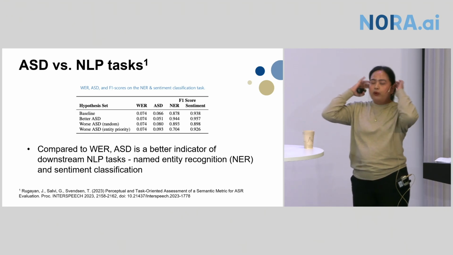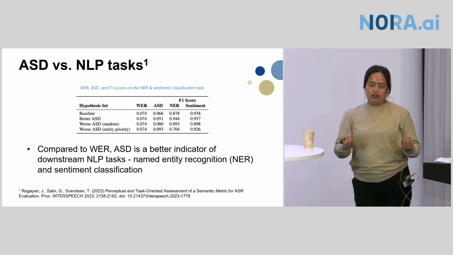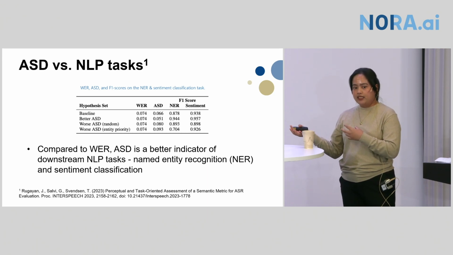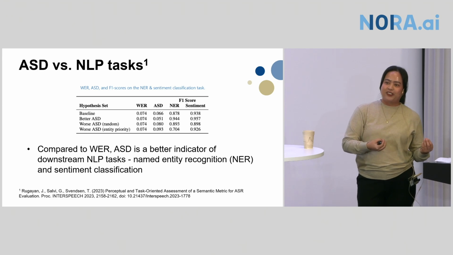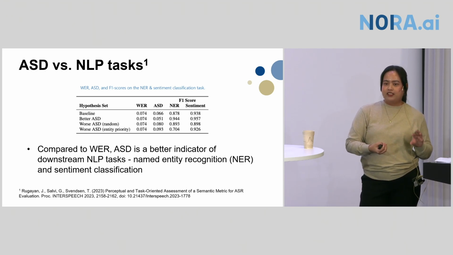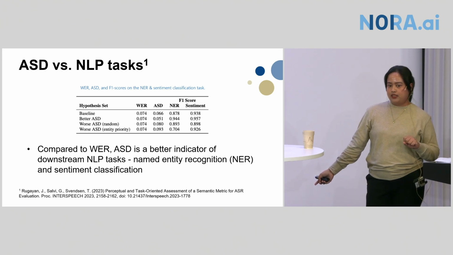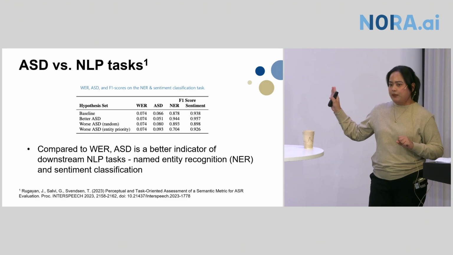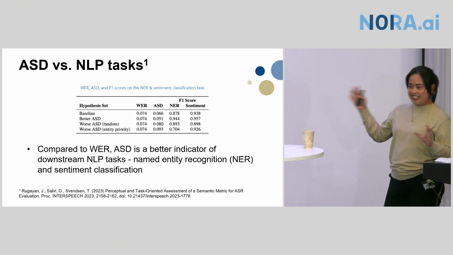So while word error rate is unable to give you a meaningful indication of how the model would eventually perform on these two tasks, our metric is able to give you more certainty. Okay, I have a lower ASD score for this model, so this will perform better on my downstream tasks, especially these two, which really depend on the meaning. Named entity recognition is in the name itself, and sentiment classification.